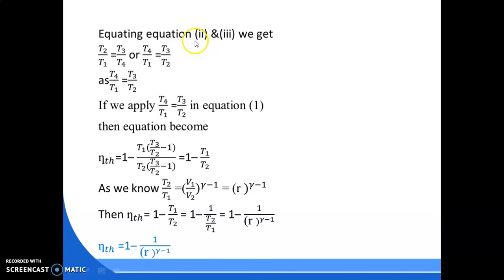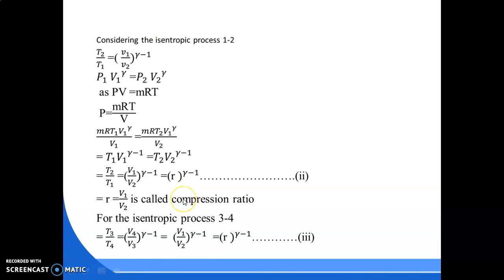Then equating equation number 2 and 3, you can see the right hand side of both equations is the same.